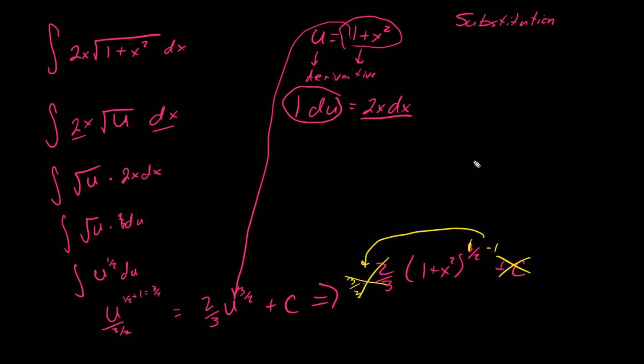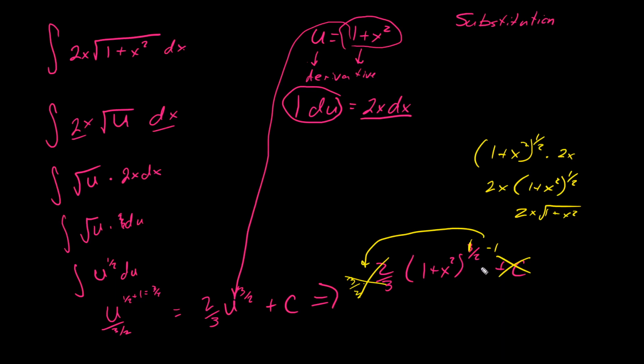The derivative outside is 1 plus x squared to the 1/2 power. Then we multiply that times the derivative of the inside, which is 2x. So we get 2x, 1 plus x squared to the 1/2 power, or 2x square root of 1 plus x squared, which is what we started with. So yeah, this is the correct antiderivative, before all the markings.